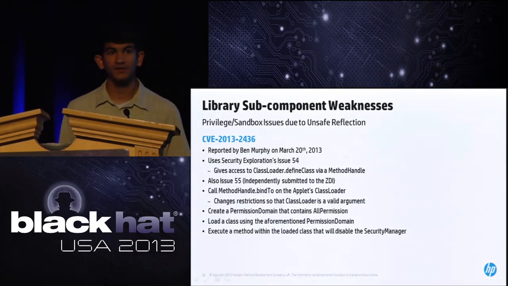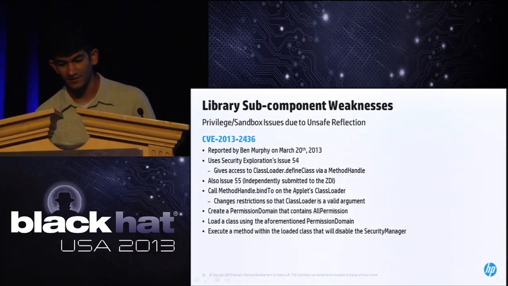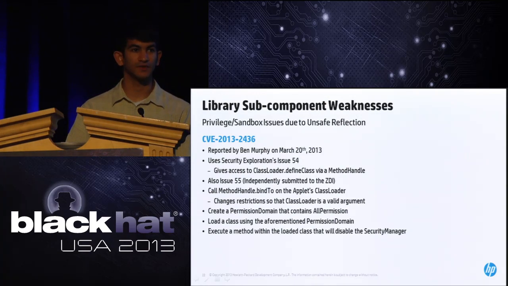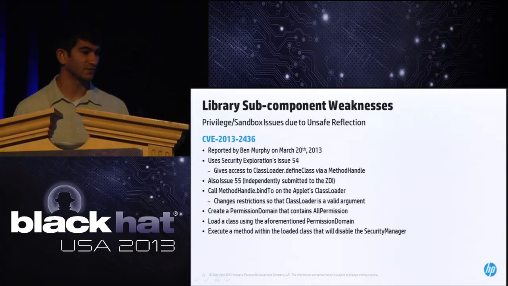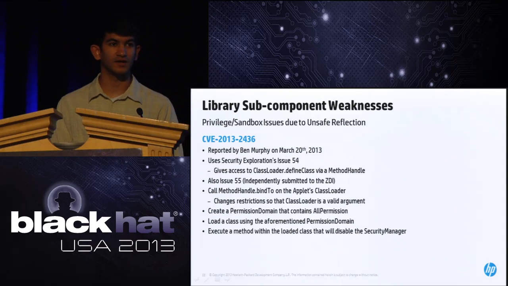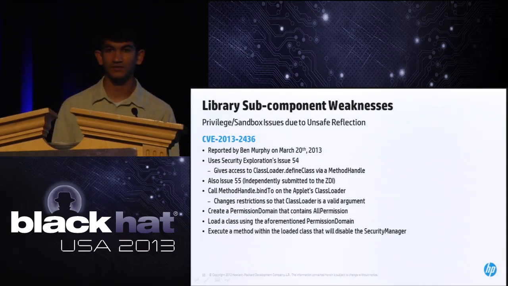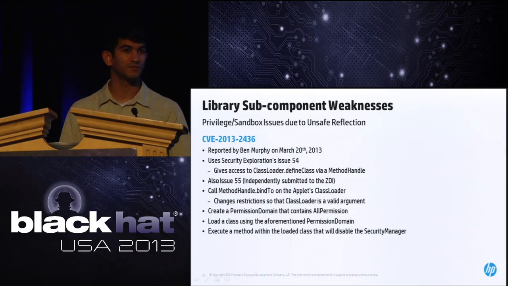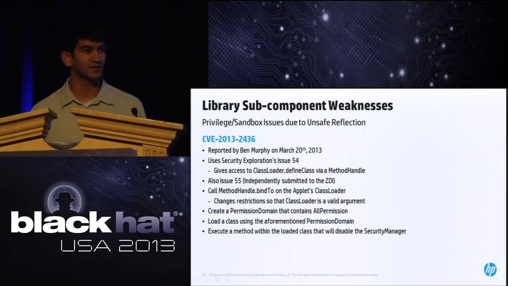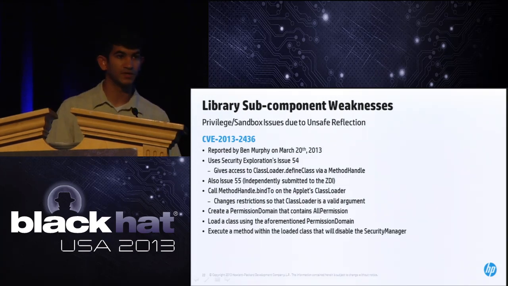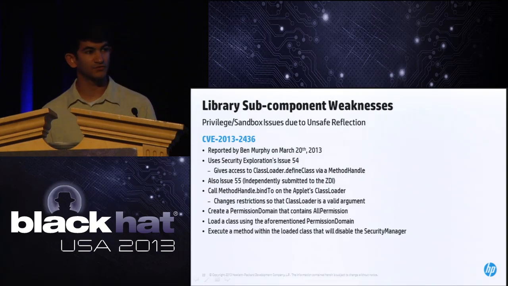All right, so the first bug is in the library subcomponent and is a privileged sandbox issue due to unsafe reflection. But first, what is unsafe reflection? Imagine you have a dispatch method that takes a string, and based on that string, it then executes the method dynamically. So you pass it the string add, and it'll dynamically look up and invoke the add method. Unsafe reflection would be where you do not have proper validation on that string and you allow a malicious user to run the delete everything method.